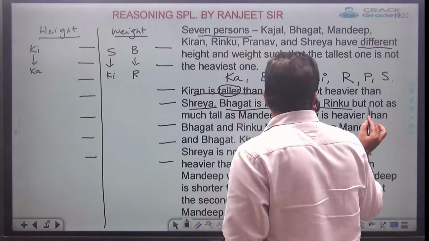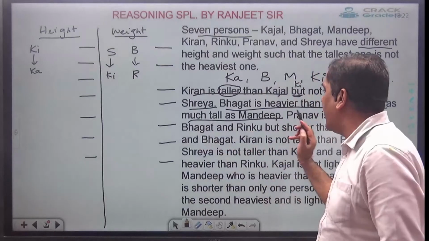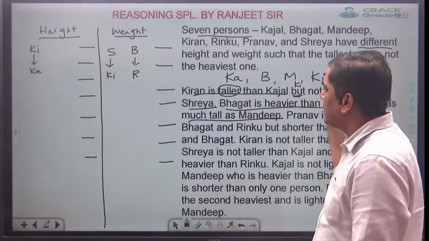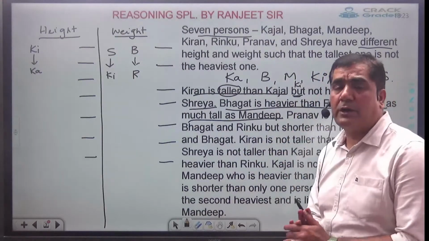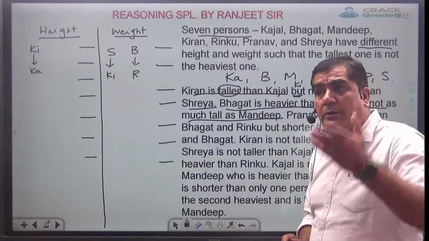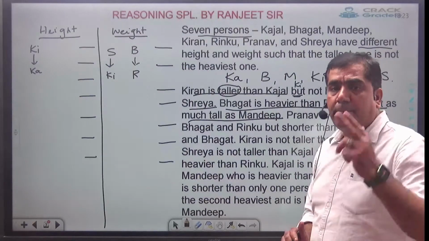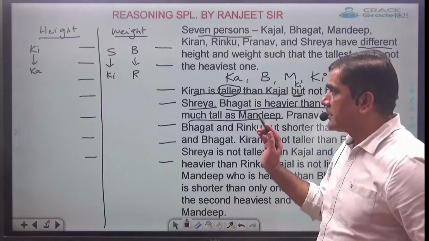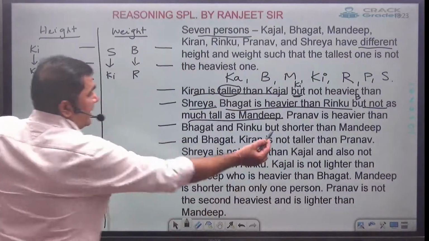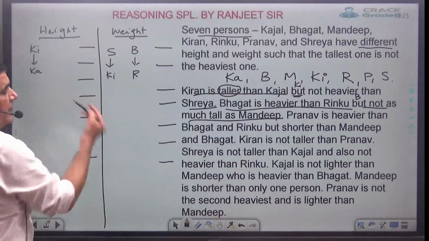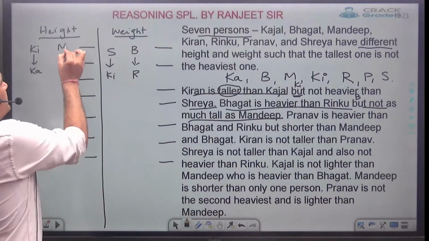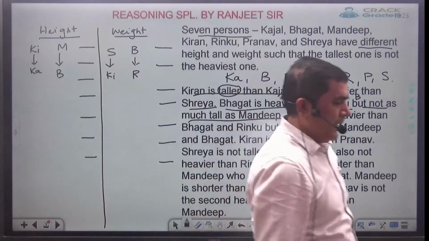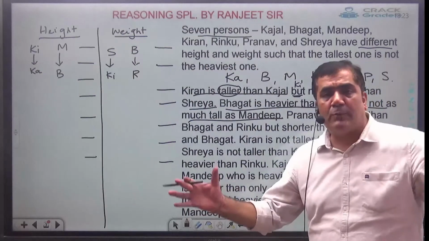Okay, next one. But not as tall as Mandeep. Now but stands for what? But stands for B. So they are saying B is not as tall as Mandeep, means B is shorter than Mandeep. So B should be below Mandeep. Now they are talking about tall, means height, so I'm going to write over here. So Mandeep, below will be Bhagat. Clear? First read the statement, then I'm going to combine all of them.